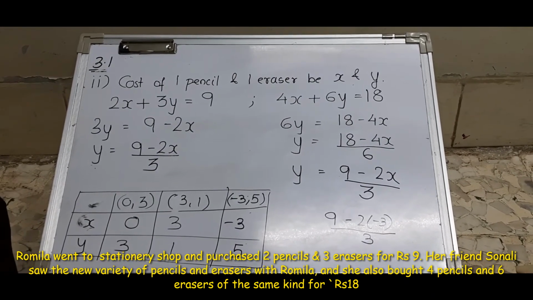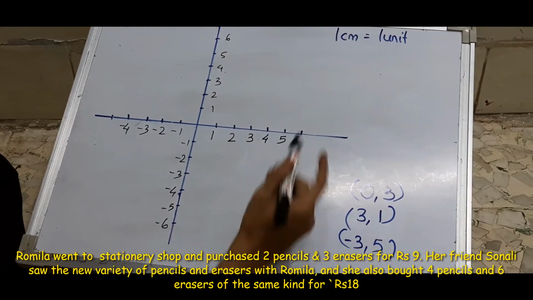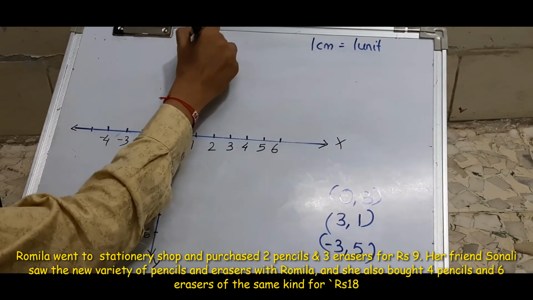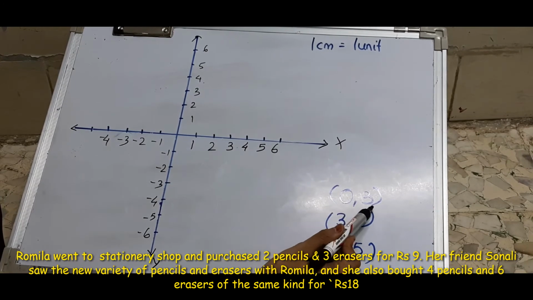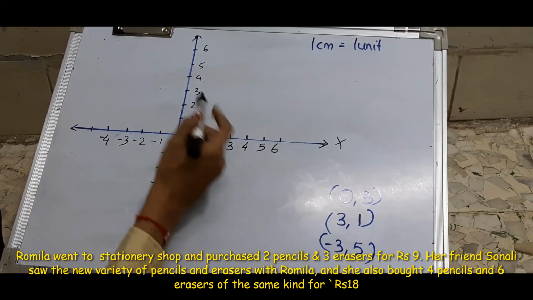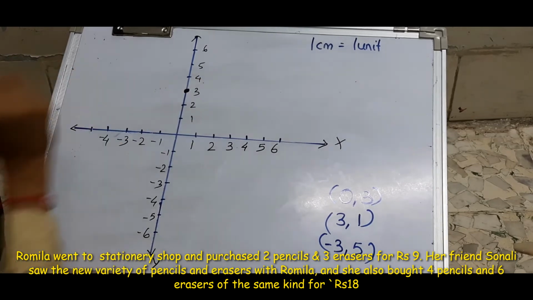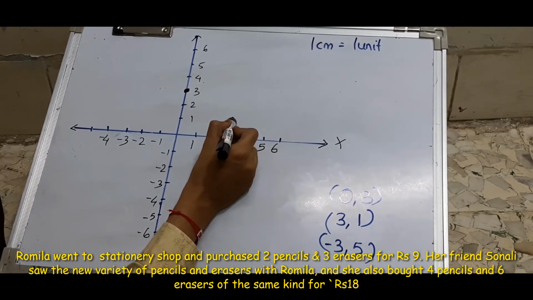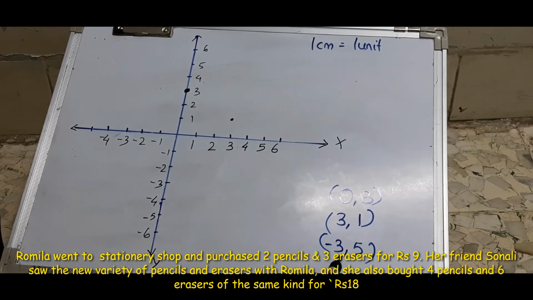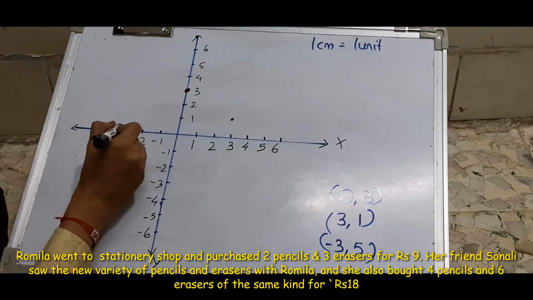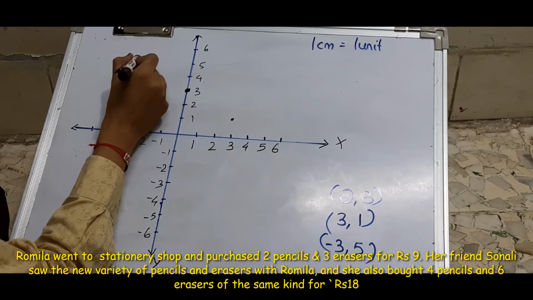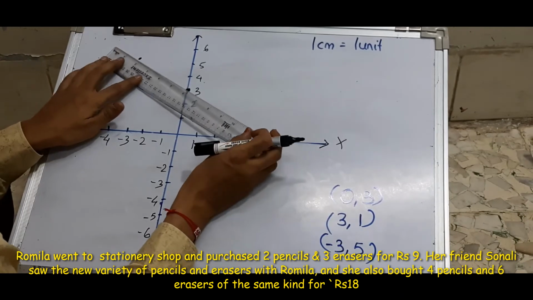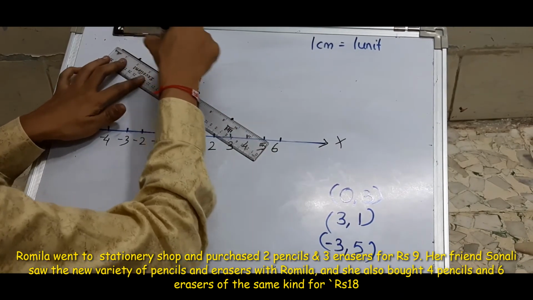Okay? So I've drawn the graph, x-axis and y-axis. I've written the scale also. This is y. What is the first point? 0, 3. x is 0, meaning it will lie on the y-axis. So it will be here, 0, 3. 3, 1. So it will be here, 3 on the x-axis, 1 on the y-axis. Minus 3, 5. It is here. So what will I do now? I should get a straight line. Then only I can say my sum is correct. So I am getting a straight line.